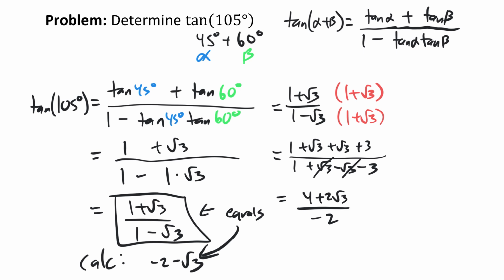Now we can take that -2 and divide it into both of the terms. So 4 divided by -2 is -2. 2 divided by -2 is -1. And there we have it, the nice simplified version.